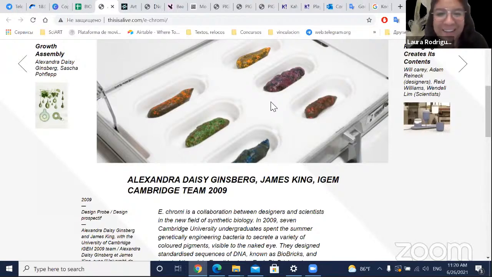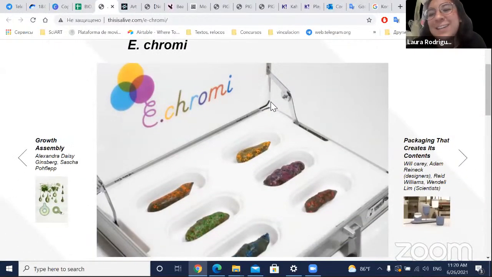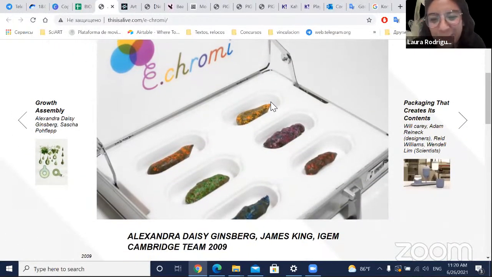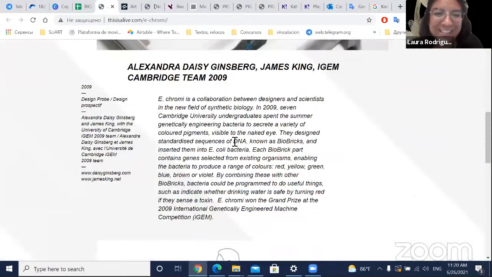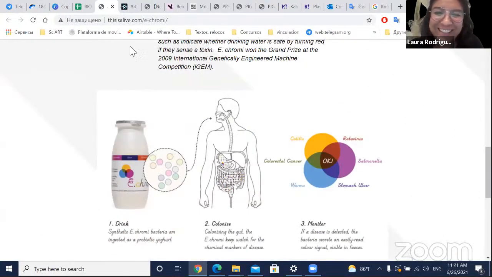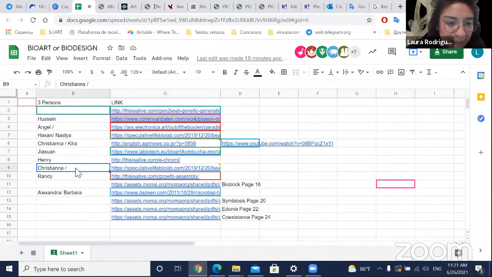I also agree that it has some potential as a bioproduct, but it has also been presented as an artwork, a speculative one, because it's such a brave idea that you can poop in different colors in order to understand what bacteria live on you. Okay, thank you, Henry.